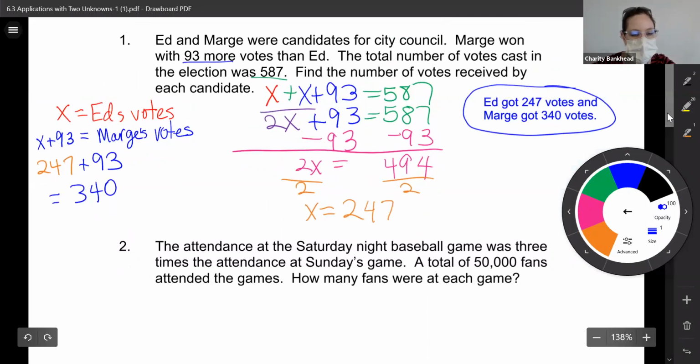Number 2, the attendance at the Saturday night baseball game was 3 times the attendance at Sunday's game. A total of 5,000 fans attended the games. How many fans were at each game?